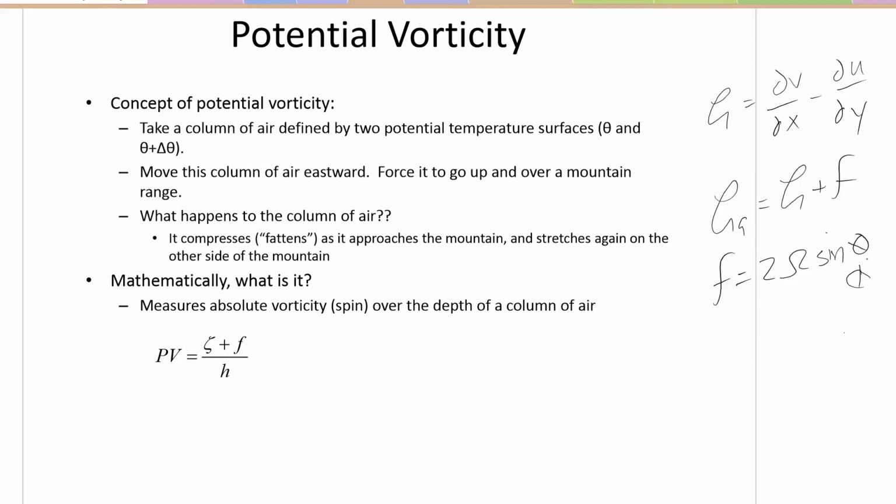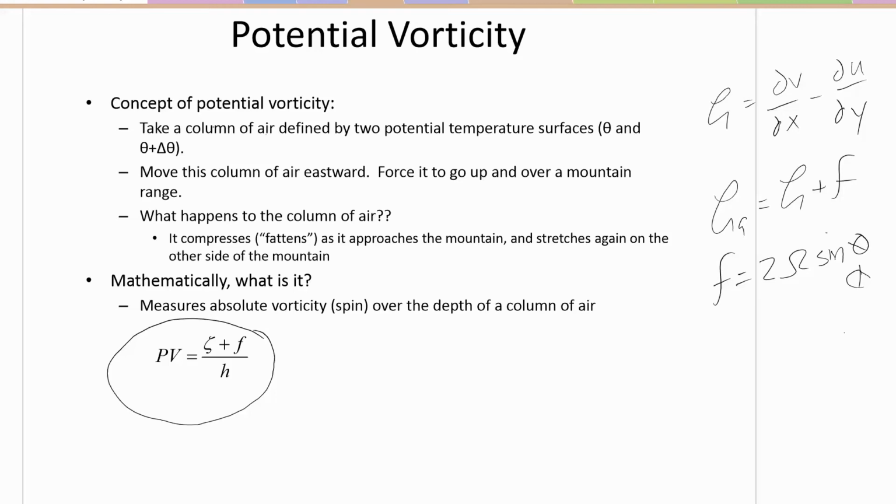So now we're going to talk about potential vorticity, which is actually taking the vorticity in the entire column of air and averaging it by height. And what we end up with is this equation down here at the bottom, and I'm going to circle that real quick. Potential vorticity equals relative vorticity plus Coriolis divided by height.